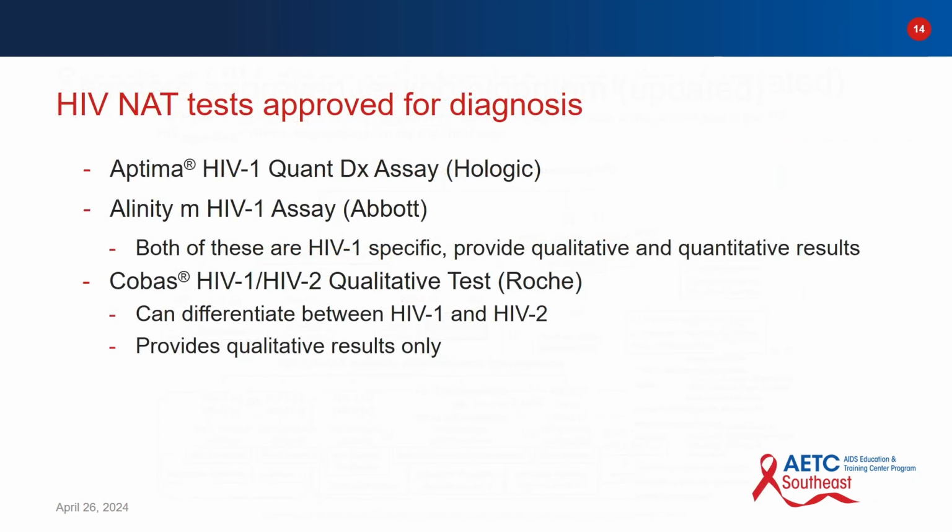Just to let folks know what these newer nucleic acid tests are that have been approved for diagnosis, there are three of them. The first two that I listed here are specific for HIV-1, and they provide both qualitative results, meaning yes, no, and quantitative results, meaning they'll give you a reflex to viral load if the result is positive. The other test that has been approved for diagnosis is a combination HIV-1, HIV-2 nucleic acid test, and this can differentiate between HIV-1 and HIV-2. However, it does not provide quantitative results. It provides qualitative results only.